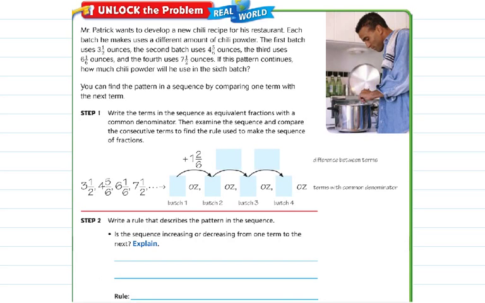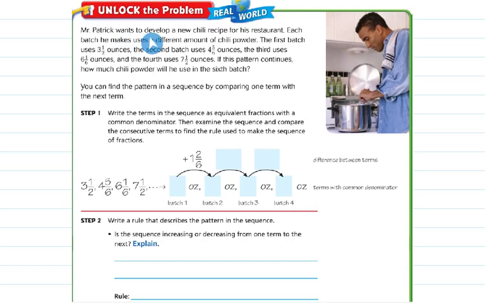Students, in lesson 6.8, we will be working with patterns and fractions. Our central question that will guide our learning is, how can you use addition or subtraction to describe a pattern or create a sequence with fractions? So we're going to start at the top with the real world unlock the problem.